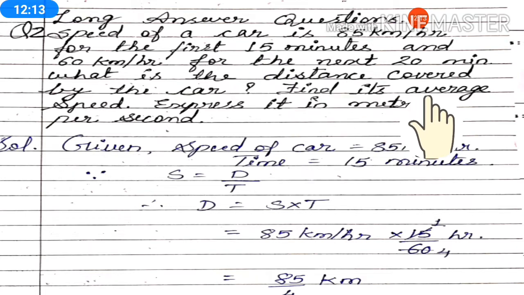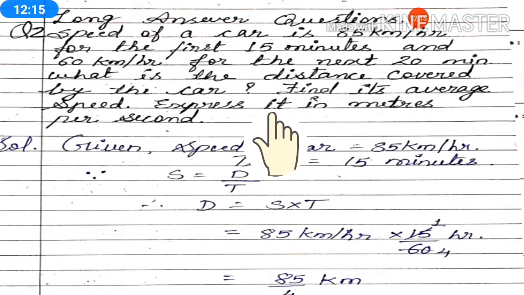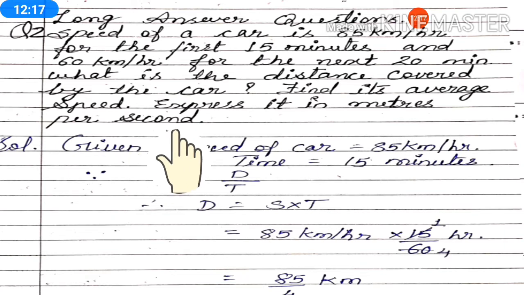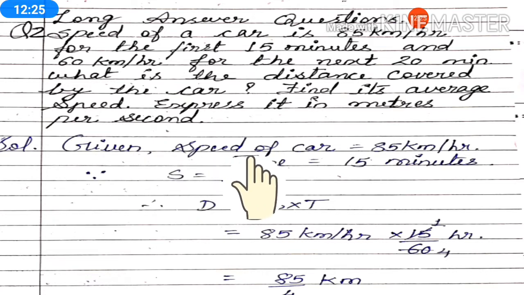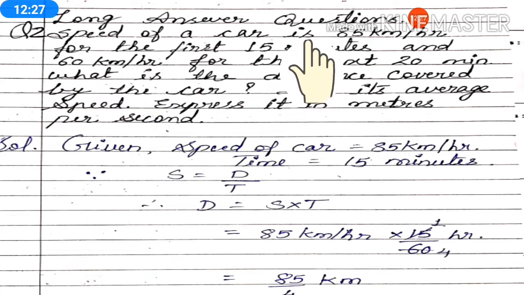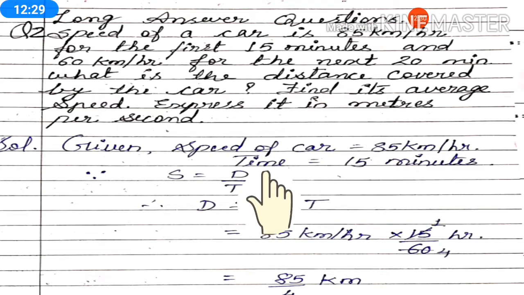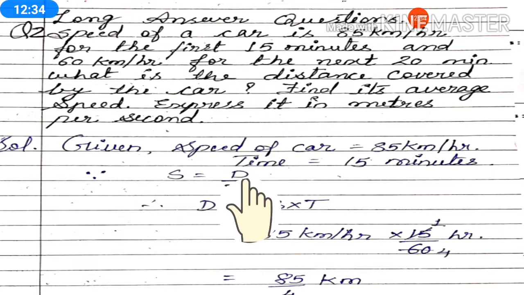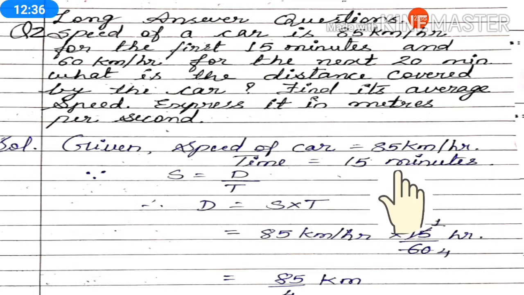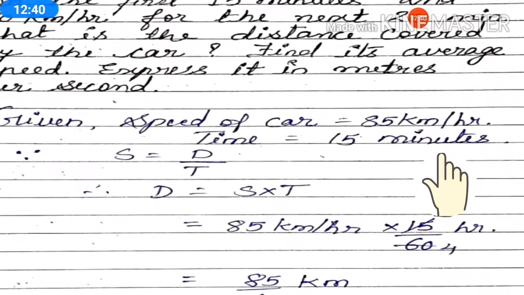So we need to find what? Average speed. Express it in meters per second, and that speed we have to find in meters per second. So let's solve. First we will mention all the given things. Given here: speed of car. The first speed of car is 85 km per hour. And at what time? Time 15 minutes. It means in 15 minutes the car travels with 85 km per hour.